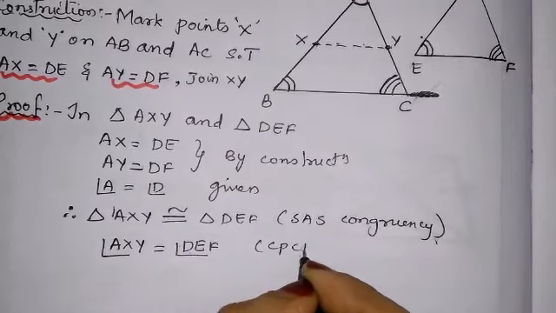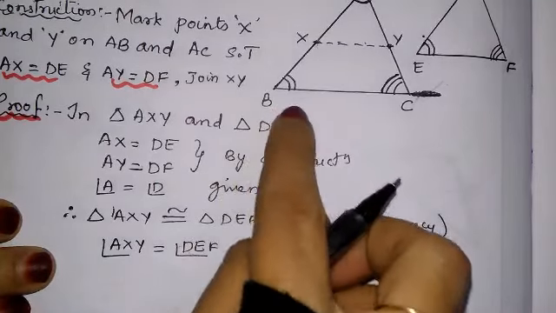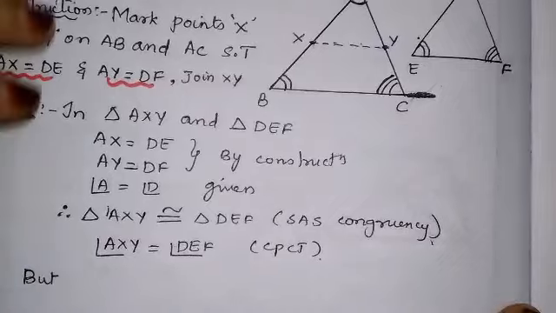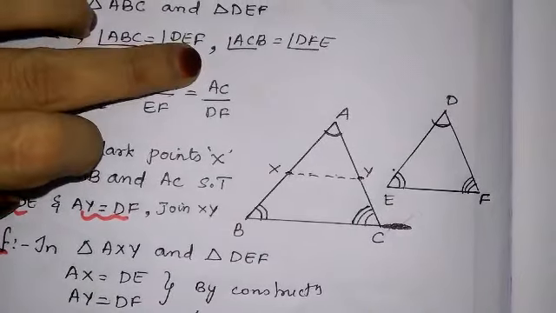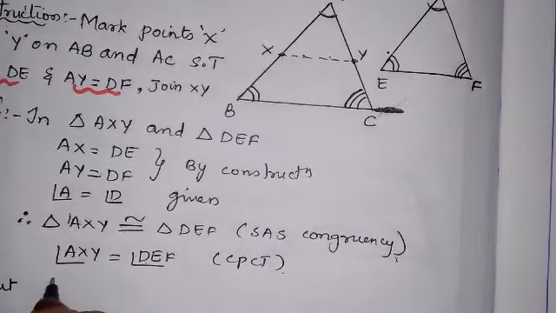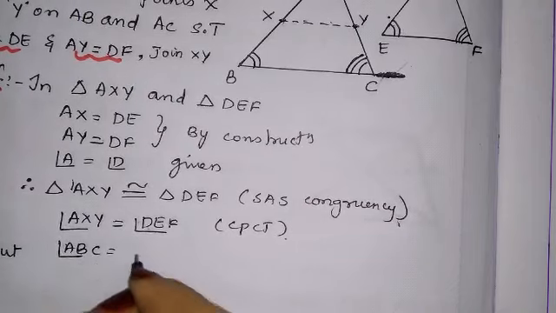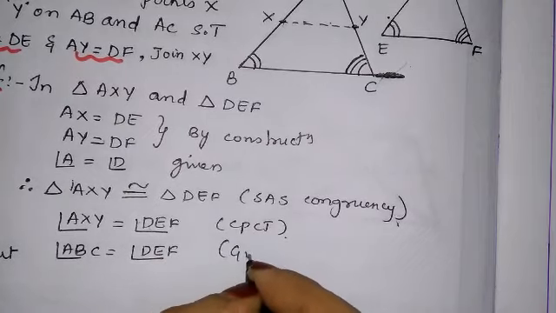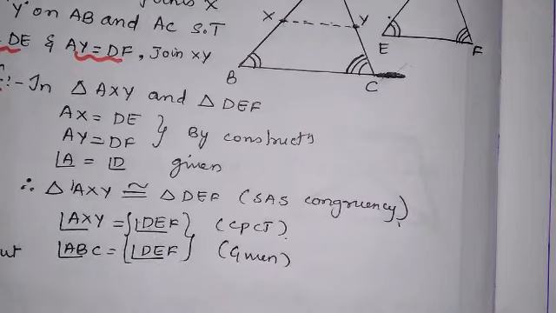Any angles are equal by CPCT. So, angle AXY is equal to angle DEF, we got by CPCT. But in the given, they have told, I'll show you one more time. In the given, angle ABC is equal to angle DEF. So I'll write angle ABC is equal to angle DEF, given. Now we can see these two things are equal.